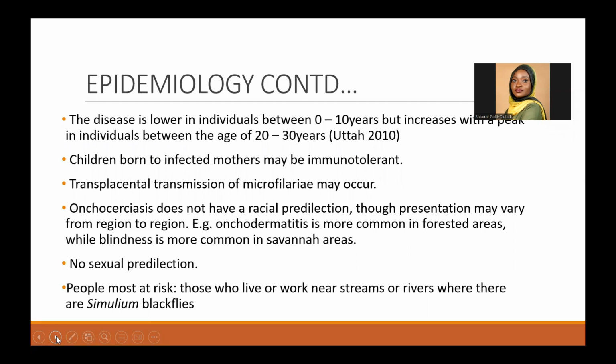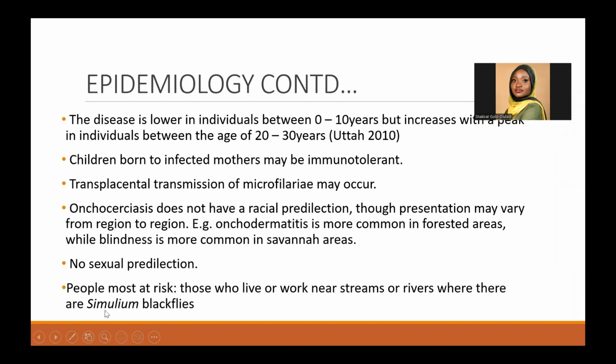It doesn't have any racial predilection, but it has been observed that the presentation varies from region to region for reasons that are not yet fully understood, meaning that in the forest area, the rainforest area, people have more of onchodermatitis, while in the savanna, the dry areas, people have more of blindness, visual impairments, related with onchocerciasis. There's no sexual predilection, meaning it can occur in both male and female at equal rates.